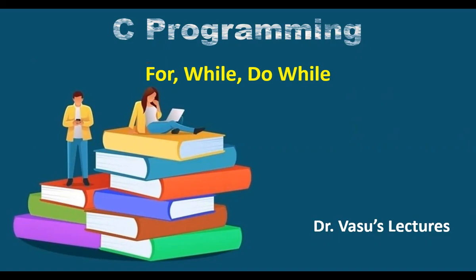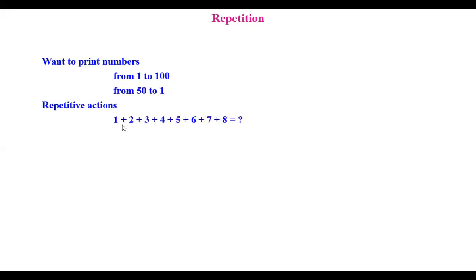Now, let's jump right into the topic. Let us see what loops are used for: repetition. Suppose we want to print numbers from 1 to 100, like 1, 2, 3, 4, or from 50 to 1 in reverse order, 50, 49, like that. For such repetitive actions, even if we want to add 1, 2, 3, 4, all the numbers of your choice, or multiply these numbers, we use looping.